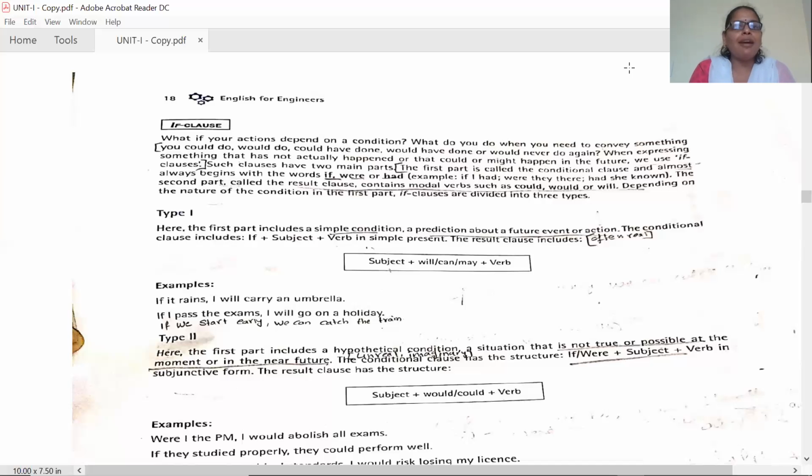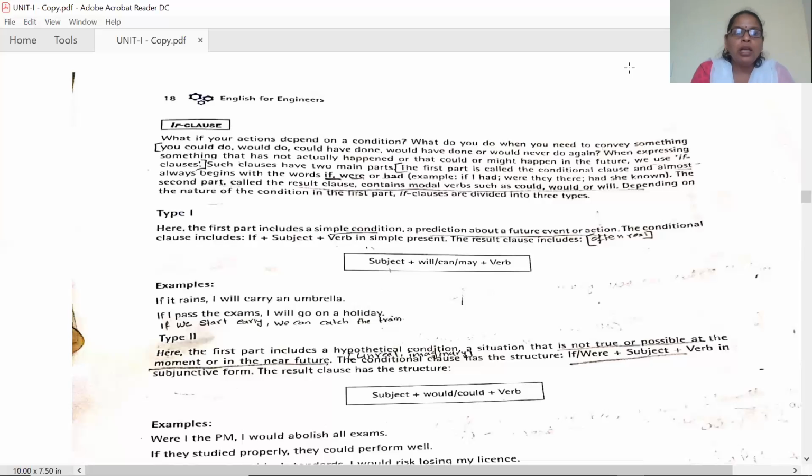So, if clauses have two main parts. The first part is called the conditional clause, and it begins with words like if, were, had, and the other part depends on the condition. So, if clauses are divided into three types.